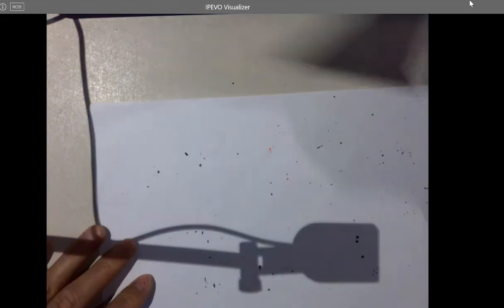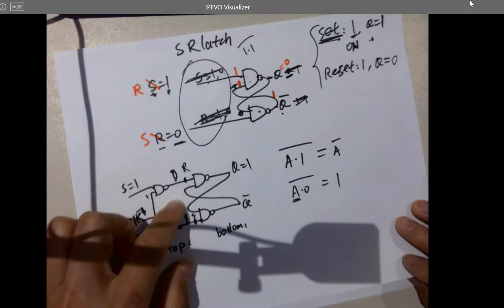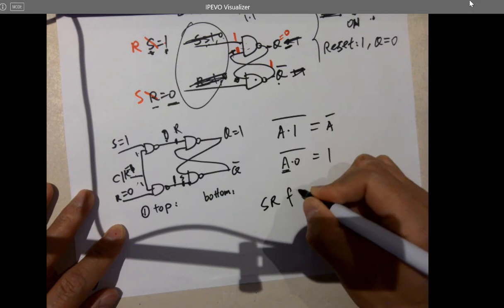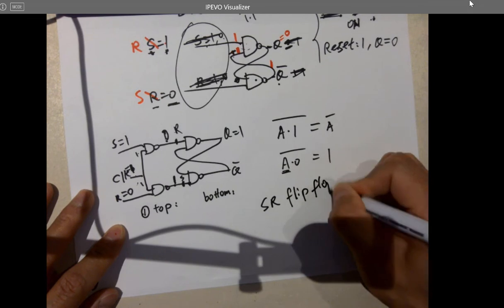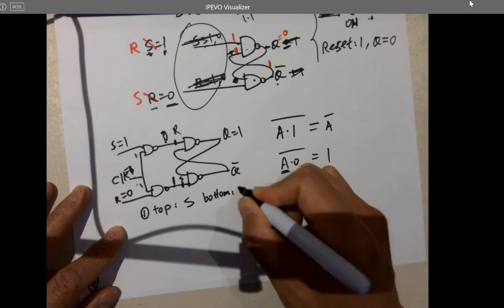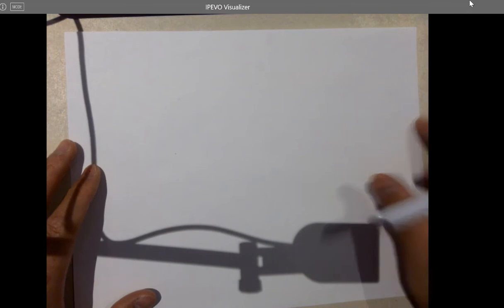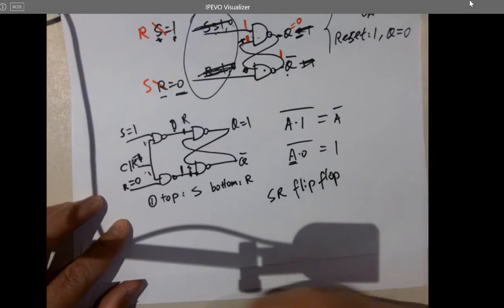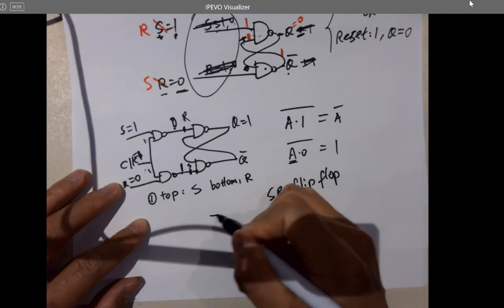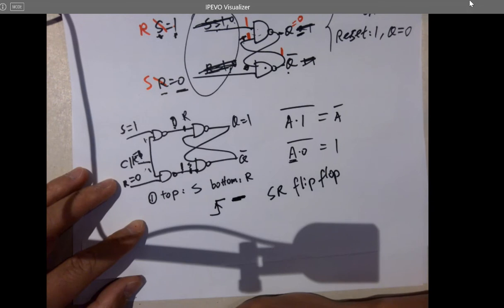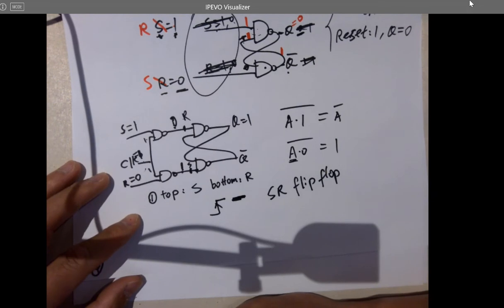Now, D flip-flop. So what's this called? What's the name of this guy? SR flip-flop. Now let's look at D flip-flop. For a very simple D flip-flop, one more question here. For this SR flip-flop, is this edge triggered or level triggered? Level triggered?